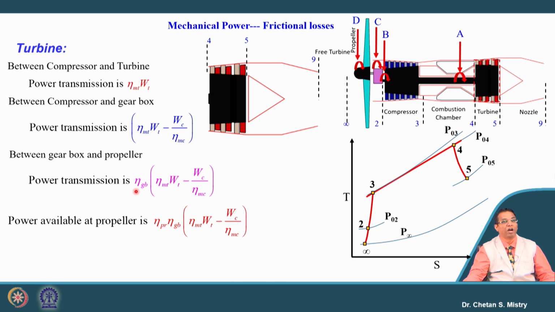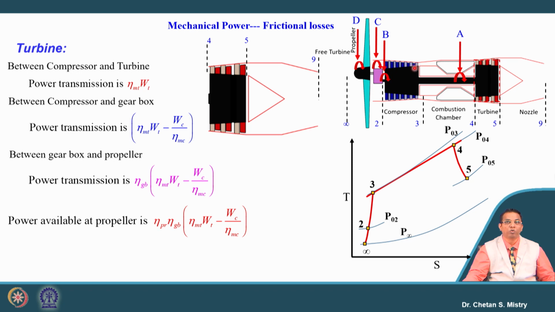So ultimately the amount of power which will be available at the propeller, that's what can be represented as propeller efficiency into gearbox efficiency, and this is the amount of power that will be generated during my initial stage. So you can say this is how my power transmission is happening. Let me put the point here.